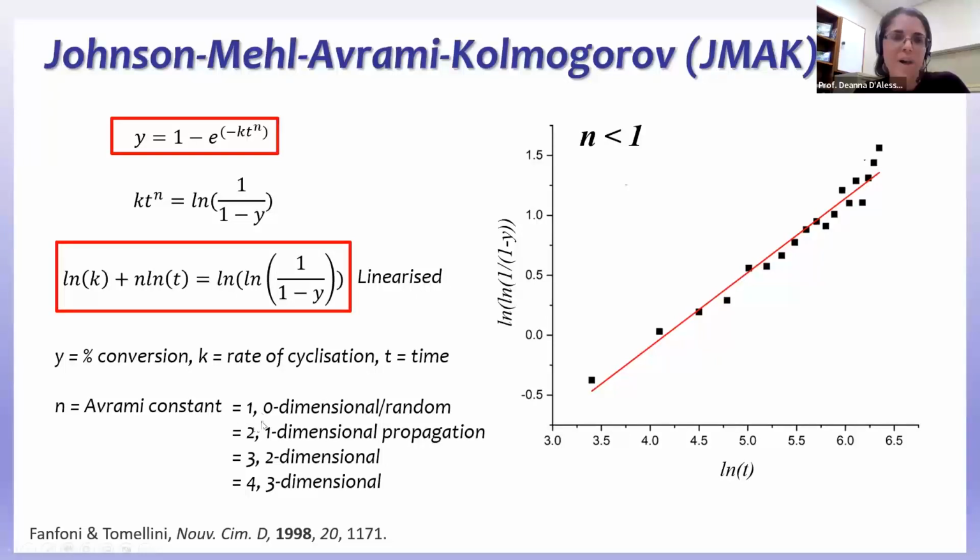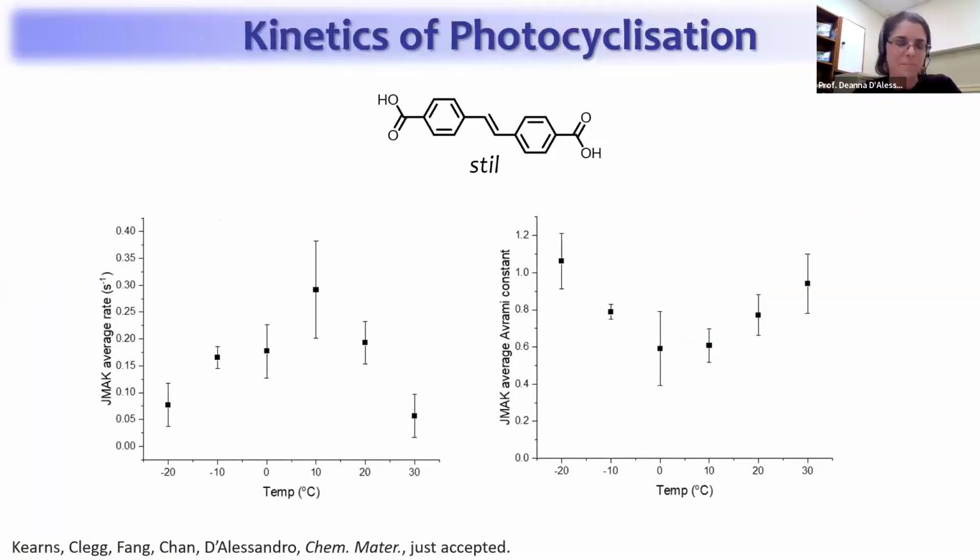In other words, an Avrami constant below 1 tells us that this is a random propagation event, and so on and so forth. It tells us something about the dimensionality of the photocyclization. So just to offer one example here, and then I'll show you how this compares for the whole series. Here's the example of the cofacial framework with the stilbene dicarboxylate co-ligand.